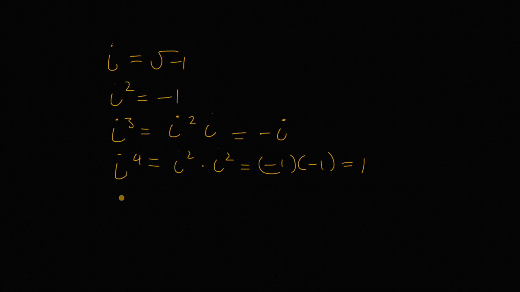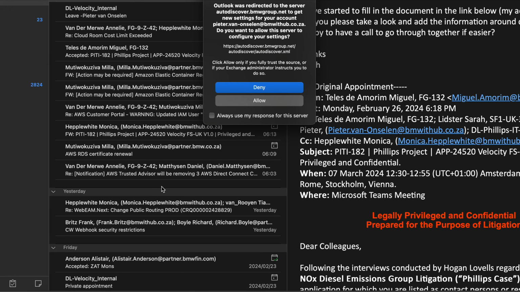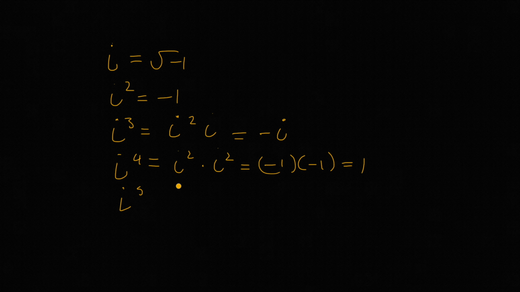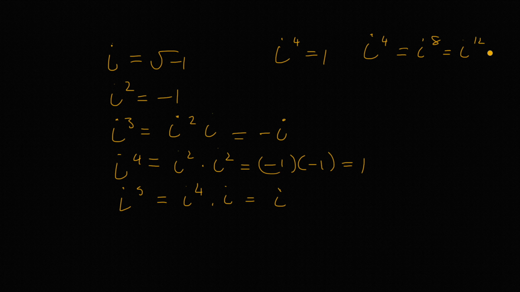This is very important to see. If we look at i to the power of 5, that is actually i to the power of 4 multiplied by i. We know that i to the power of 4 is 1, so this would just be i. So we can see that i to the power of any multiple of 4 is always equal to 1. i to the power of 4, i to the power of 8, i to the power of 12 are all equal to 1.